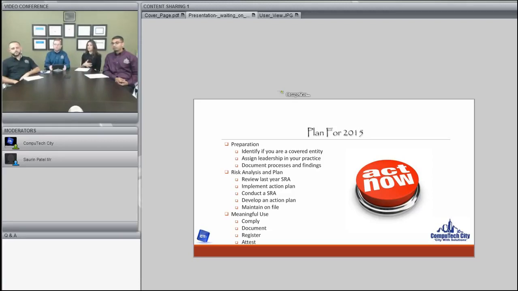Then you would have to do your risk analysis and plan for it. So basically, what do you need to do? How are you going to conduct the SRA? Who are you going to contact? And when is it going to be done? So make a plan from the beginning of the year or now, and then make sure you do a progress update to make sure you're staying on track for the deadline.